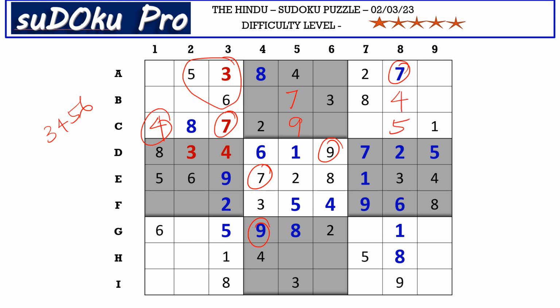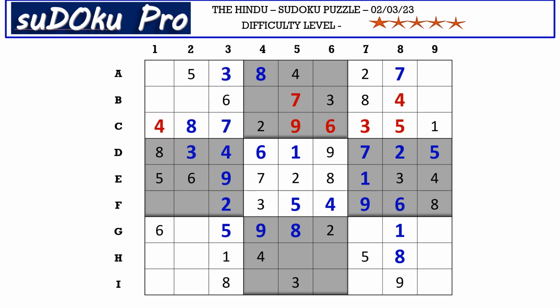Now 3 and 6 goes in these two cells. We have this 3 blocking here. So C6 takes 6 and C7 takes 3. Now in block 2 there are 2 empty cells and the missing numbers are 1 and 5. This 5 from A row blocks here. So A6 takes 1 and B4 takes 5.